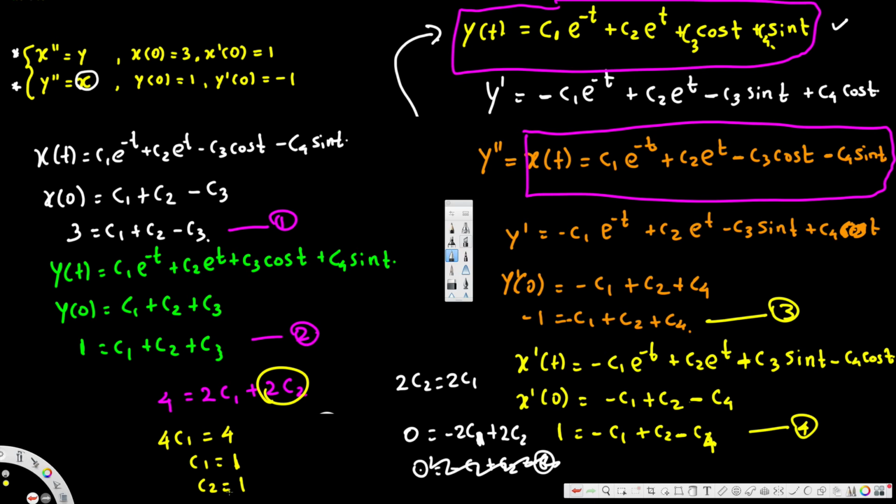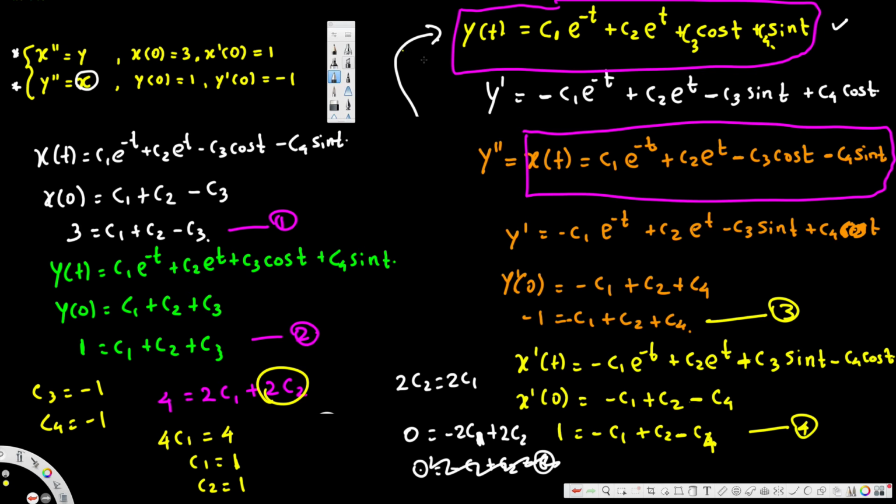If c1 is equal to 1 and c2 is equal to 1, then we can solve for c3 and c4. c1 plus c2 is 1 plus 1, that's 2, so 1 minus 2, c3 is going to be negative 1. And let's look at c4. Here, negative 1 plus 1 is 0, and negative c4 is equal to 1, so c4 is also equal to negative 1. Now we found everything, so we can express our final answer as a particular solution.